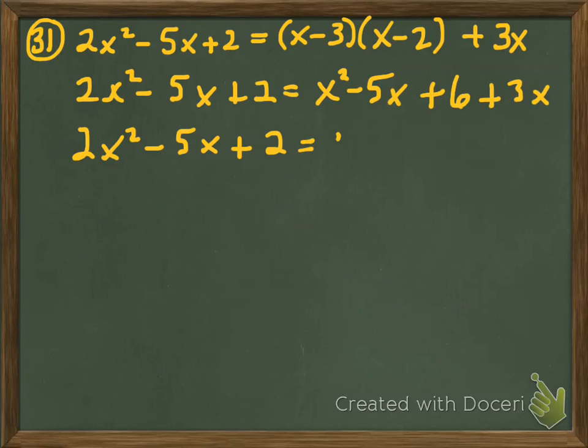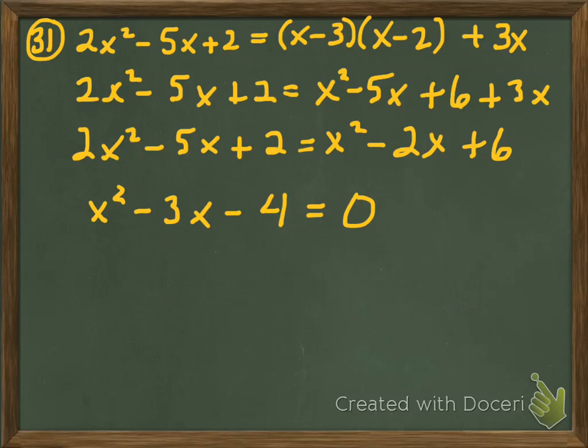All right, so now I'm going to combine like terms over here, and I get x squared minus 2x plus 6. So far, so good? Now I need to move everybody over to one side. So I'm going to subtract x squared, which is going to give me x squared as my leading term. I'm going to add 2x, which is going to give me minus 3x. And then I'm going to subtract 6, which gives me minus 4. Hallelujah, it is factorable. Yes? x minus 4, x plus 4, I'm sorry, x plus 1.